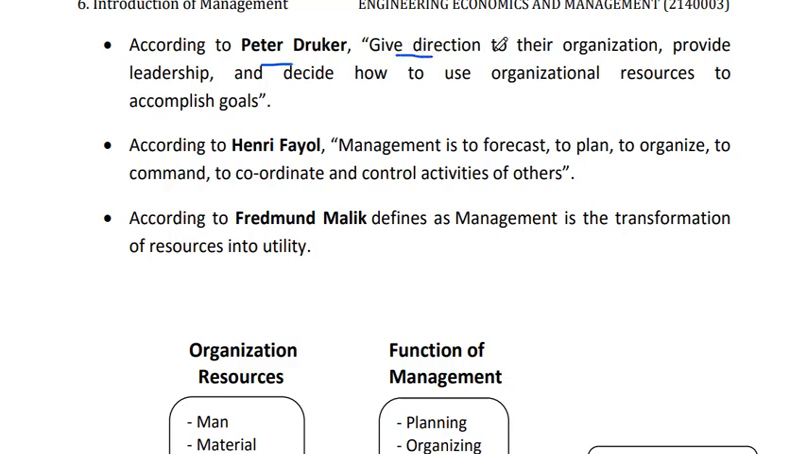managers give direction to their organization, provide leadership, and decide how to use organization resources to accomplish goals. Our main objective is to complete the goal. We have to produce a bike, car, mobile, laptop, or anything. So Peter Drucker said that we have to give direction on how to produce a bike, how to make a car, provide leadership, and decide how to use organization resources.